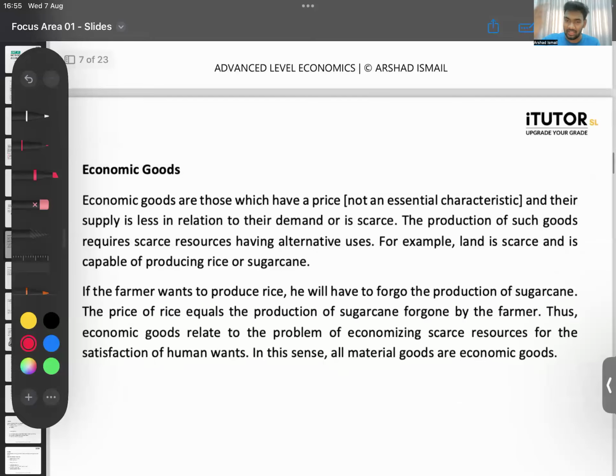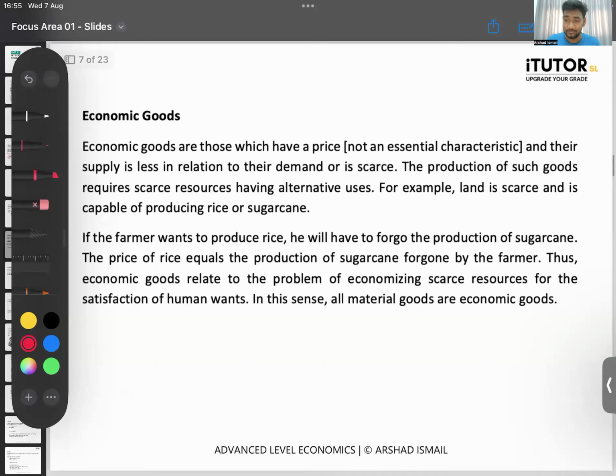We say economic goods are the goods that are scarce in supply. In other words, that's the main thing. They are limited in supply. Mostly economic goods have a price. But is it an essential characteristic? Should an economic good always have a price? Mostly, yes. But is it a characteristic?